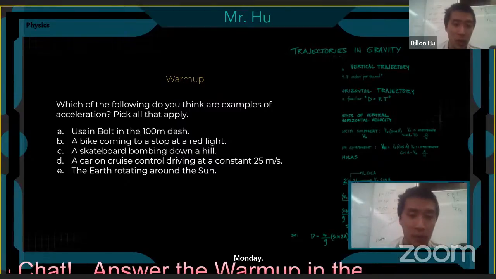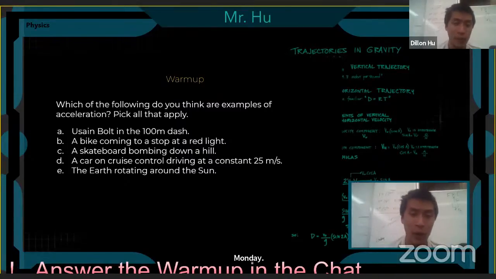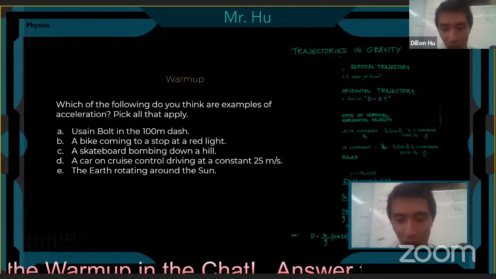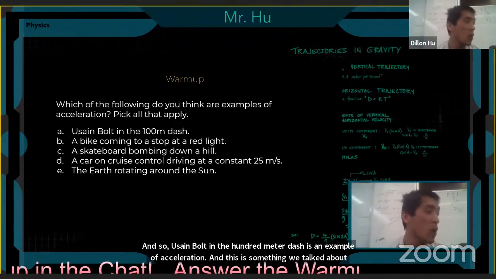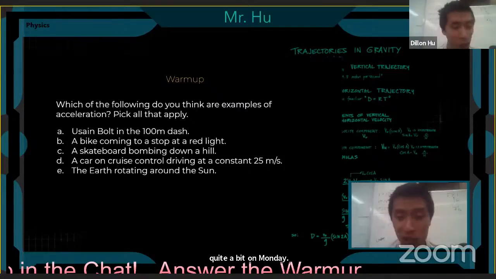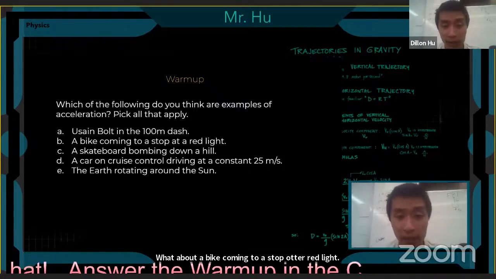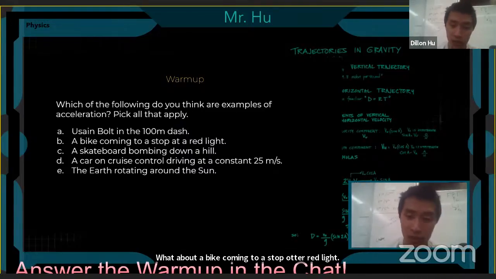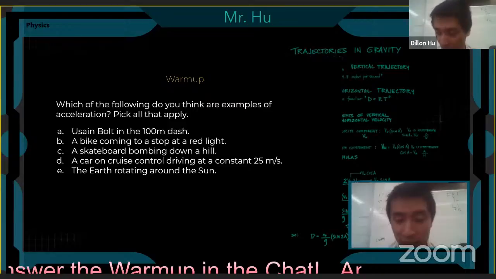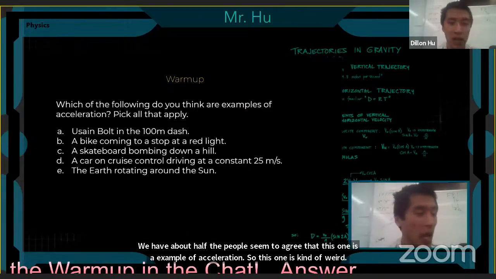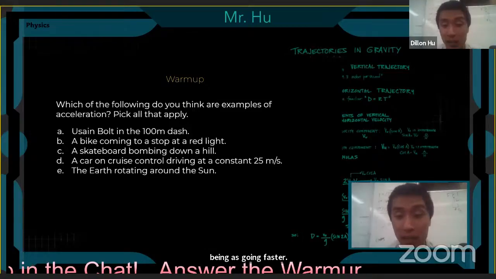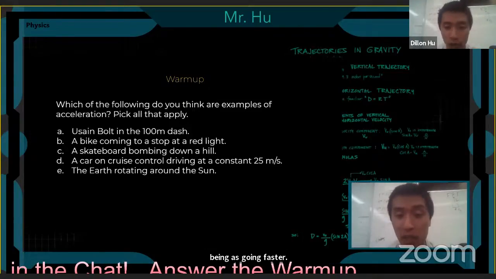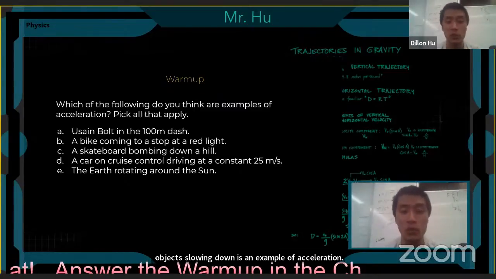What about a bike coming to a stop at a red light? About half the people seem to agree that this one is an example of acceleration. This one is kind of weird. Usually when we think about acceleration, we think about going faster. However, acceleration can also mean going slower. Usually we use the word deceleration for this, but technically an object slowing down is an example of acceleration, because if you remember, acceleration is any change in our velocity, and one of the components of velocity is speed. So if our speed is changing, whether it is going up or going down, that is indeed an example of acceleration. So B is also an example of acceleration. This is just slowing down instead of speeding up.